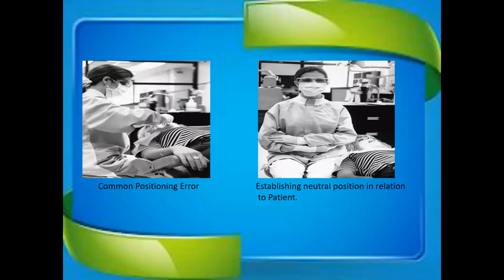So in this picture, you can appreciate the neutral position of the operator. Patient's working area should be at your elbow level, like you can appreciate in this picture. So this is the most common positioning error made by the clinician during periodontal instrumentation, that they position the patient too high in relation to themselves. So you have to keep the working area at your elbow level.